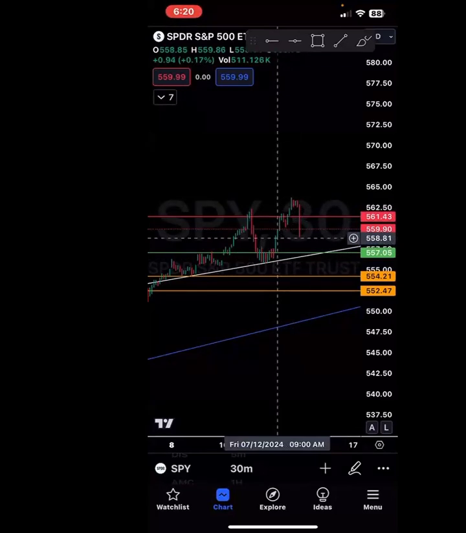So Monday, we can expect possibly a flat opening. I don't really see the market gapping up or down in either direction, but we can't really predict when that's going to happen. So I would probably expect the market to open flat.